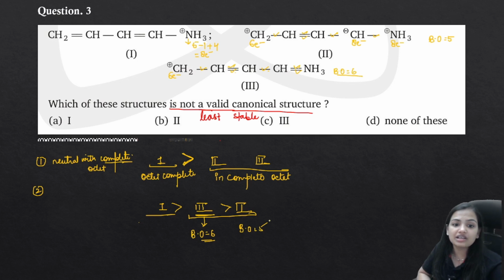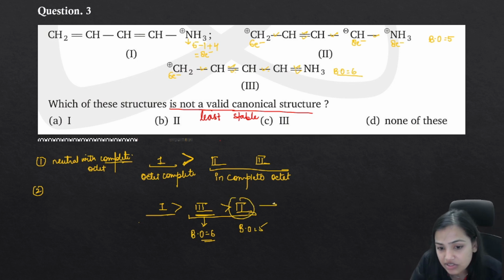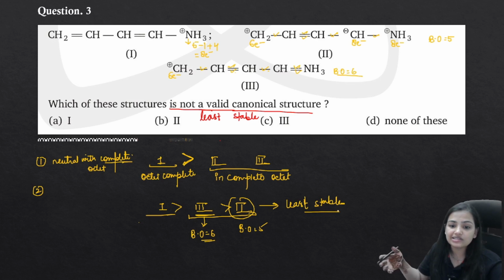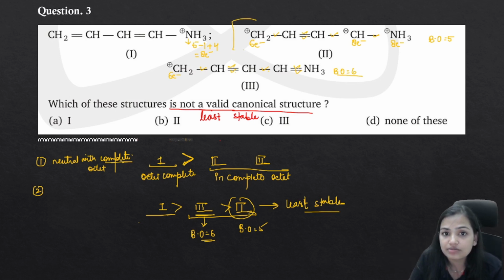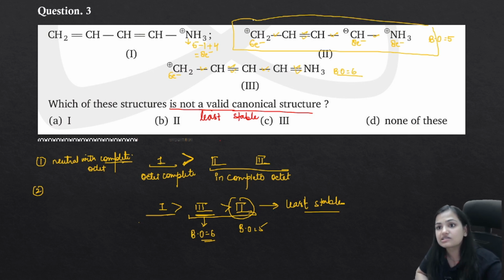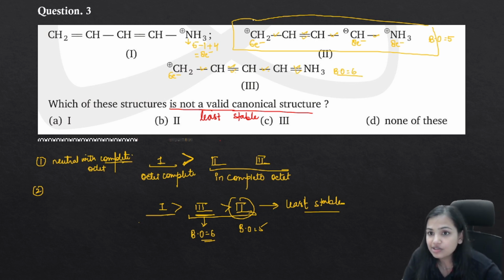Okay, ultimately which is the least stable structure? The second is the least stable structure. Least stable. So which of the following canonical structures is not a valid structure? The answer is option number 2. So this structure is not possible. Okay, this is not a valid canonical structure. Clear to everyone? Okay, that is option number 2.